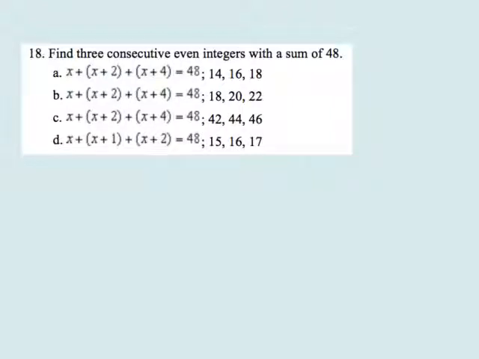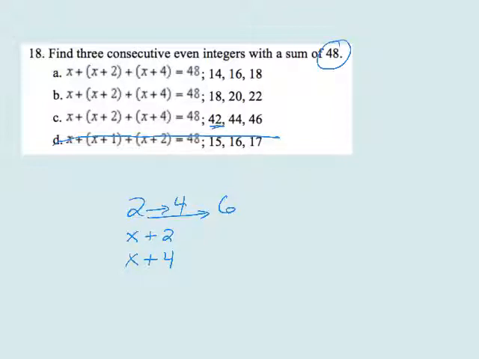Let's think about consecutive even numbers. Even numbers, for instance, 2, 4, 6. Let's call the first one x. To get from 2 to 4, I go plus 2, and to get from 2 to 6, I've got to go x plus 4. So let's cross out letter D, because that's just consecutive numbers, not even numbers, and they add up to 48. Let's cross off C, because I don't even want to get that far. If I had 42 and 44, I'm in the 80s. That doesn't make any sense.